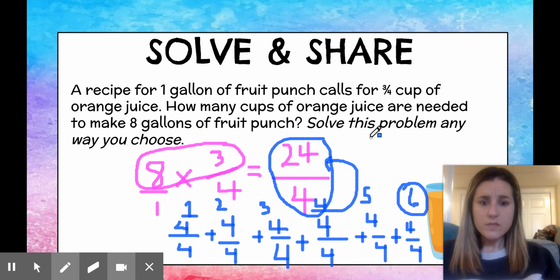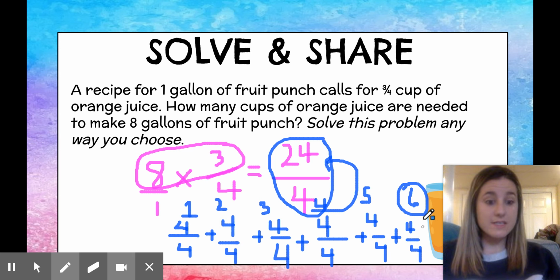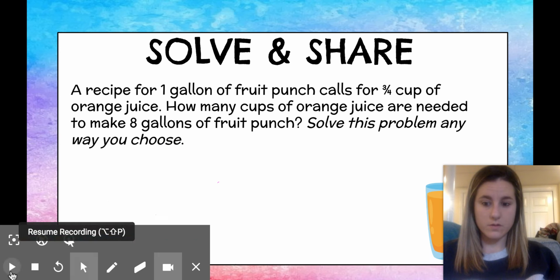So how many cups of orange juice are needed to make 8 gallons of fruit punch? 6 cups of orange juice are needed to make 8 gallons of fruit punch.